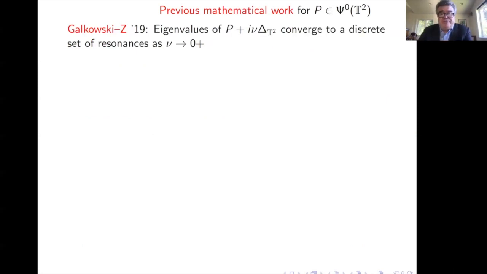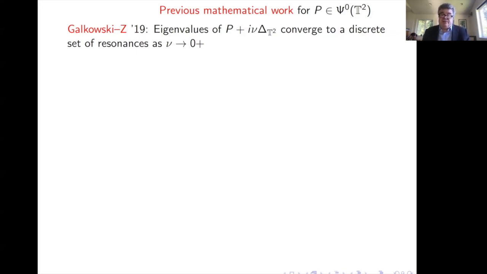Another thing, motivated by the physics literature, that Jeff Galkowski and I considered was the following problem. You take this operator, which is a zeroth order operator on the torus, and you add to it i times nu times the Laplacian. That supposedly is a model for adding viscosity to the problem. Now, P plus i nu times the Laplacian, for nu positive, is an elliptic operator of order 2. So it has discrete spectrum, non-real, since it's a non-self-adjoint operator, but it certainly has discrete spectrum.